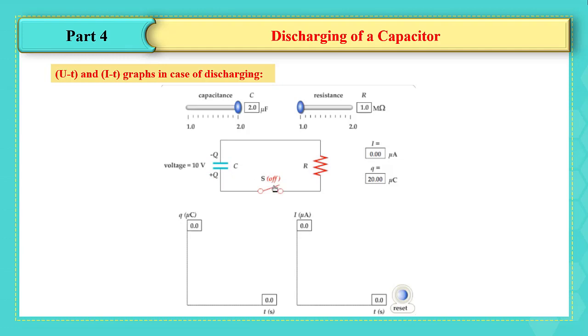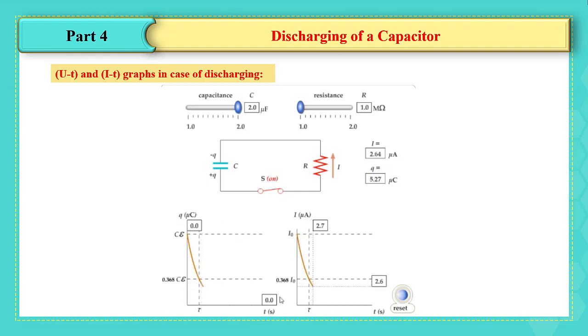When I close the switch, the discharging process will start, where the capacitor discharges in the resistor. We are going to use this animation to see the variation of Q as a function of t and the variation of I as a function of t. Notice here that both graphs are decreasing exponentially because they are faster at the beginning and slower at the end.